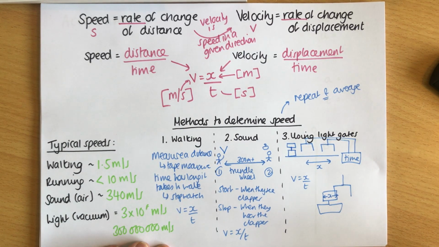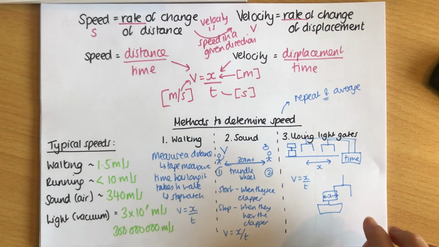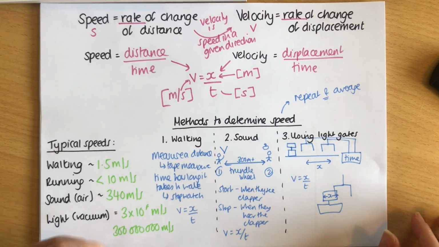Light gates are pretty expensive and therefore can usually do this for you. They work out the speed for you, or they can give you the time and you can then work out the speed.